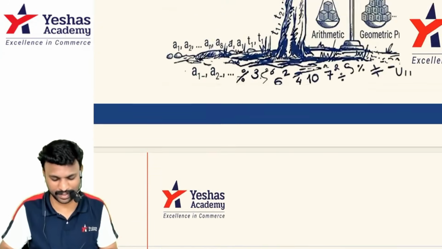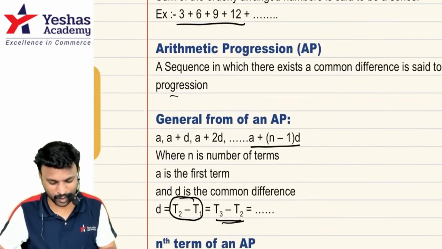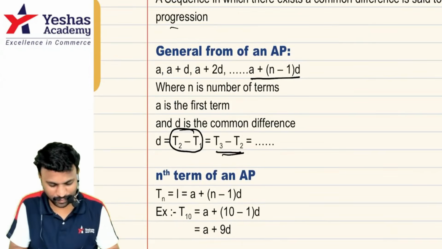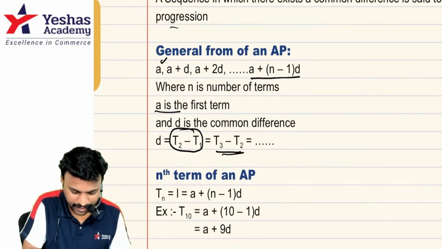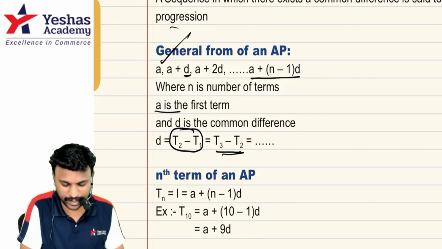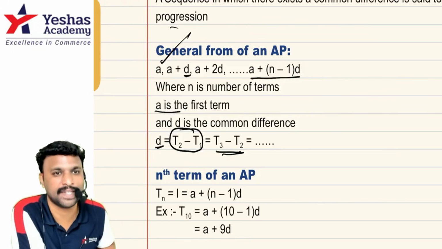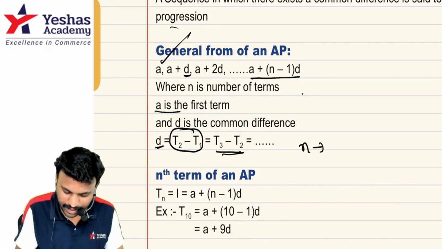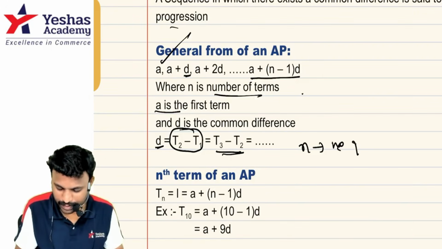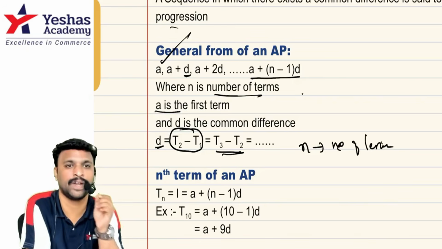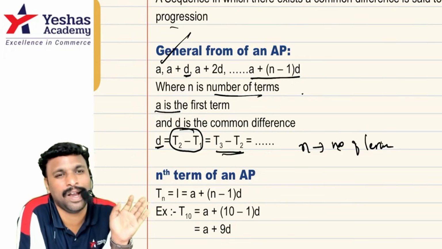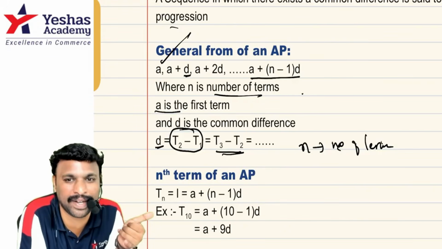Guys, I gave you a general form, right? In the general form, what was A? The very first term. Yes or no? In the general form, you see A is called what? The very first term, and D is called the common difference. Yes or no? What is N? Everybody, what is N? Number of terms. N is nothing but number of terms. A is the first term, N is the number of terms, D is the common difference. Is it clear, everybody?